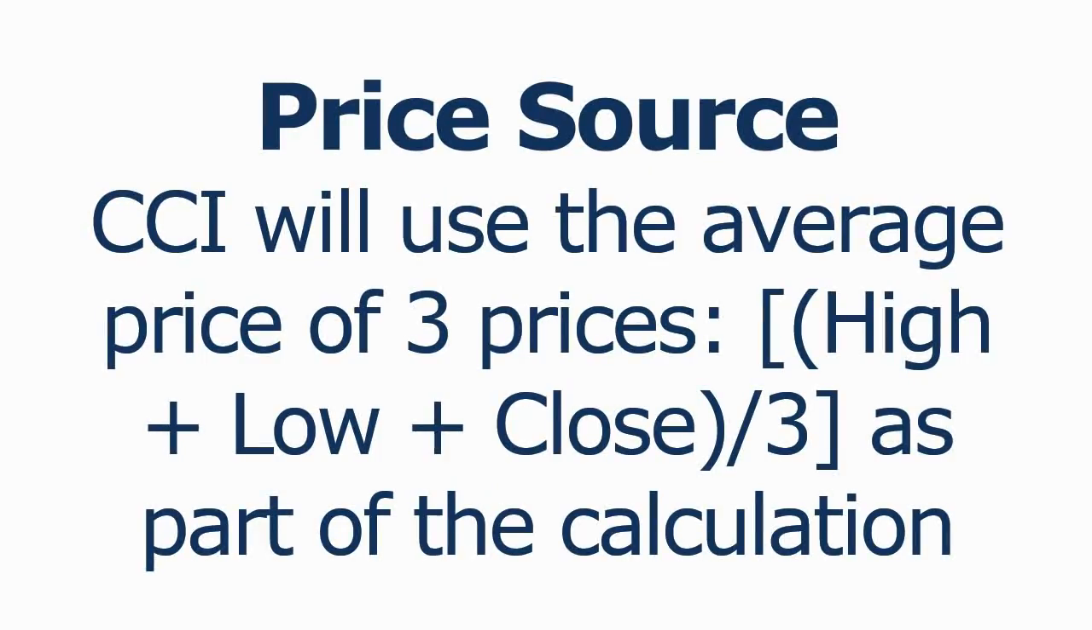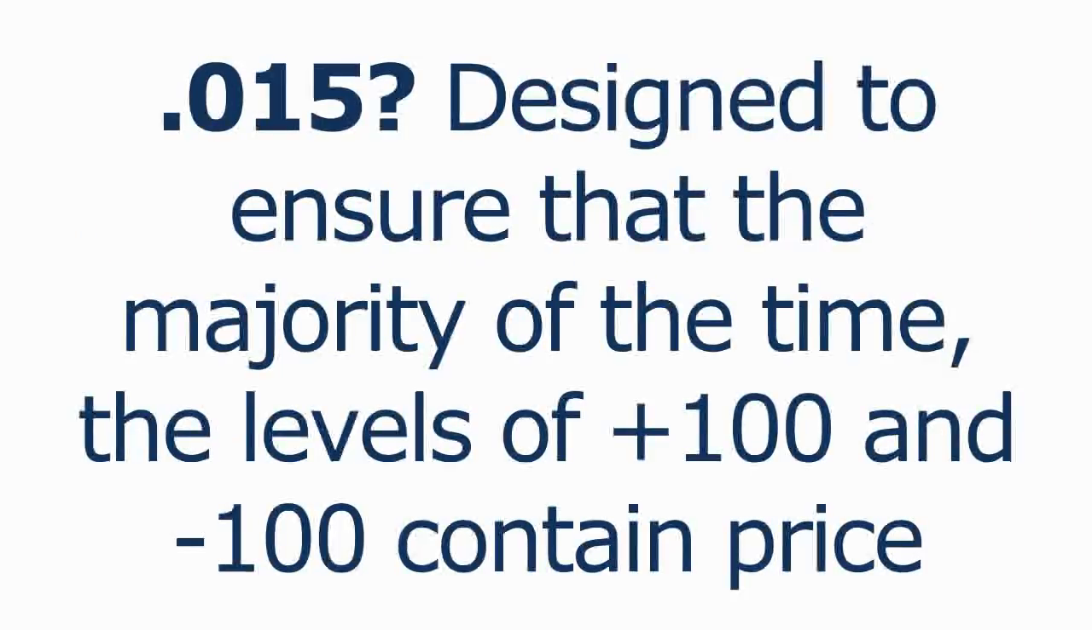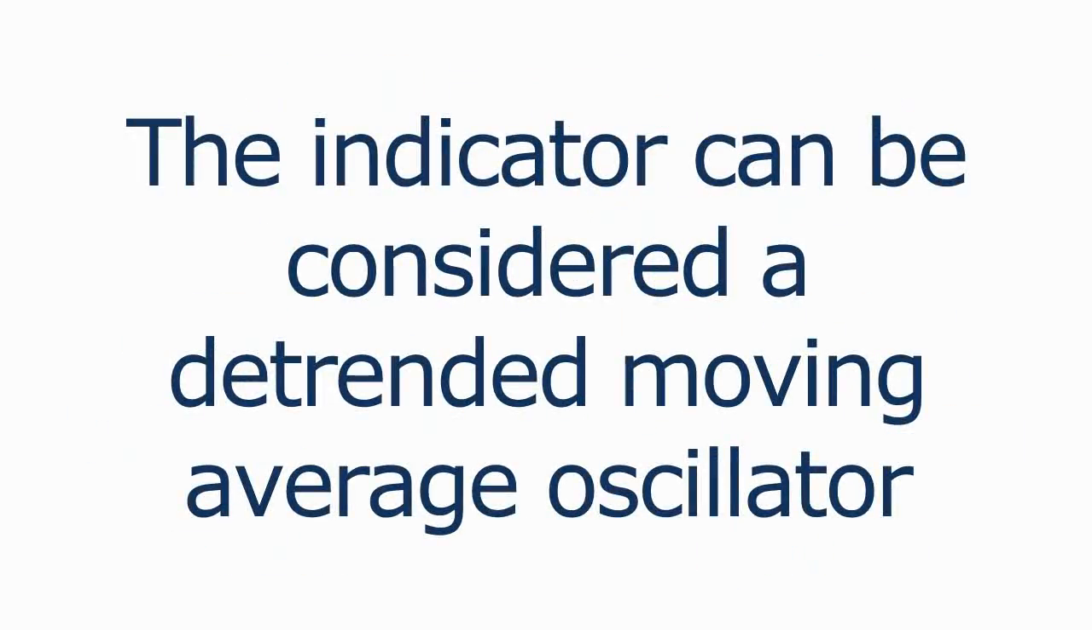And the price source. A lot of indicators use the closing price, but the CCI uses the average of three prices: the high plus the low plus the close, divided by 3. And that's the typical price calculation. So the calculation of the CCI, in this example using a 14 period setting, would be this. And the calculation that includes the 0.015, that is the mean deviation, and that is designed to ensure that the majority of the time, the levels of plus 100 and minus 100 will contain the price. Now this indicator can be considered a detrended moving average oscillator.